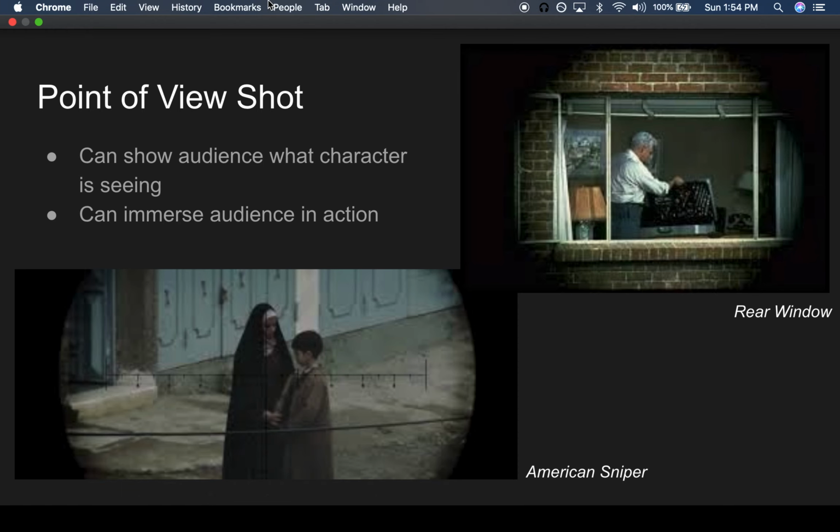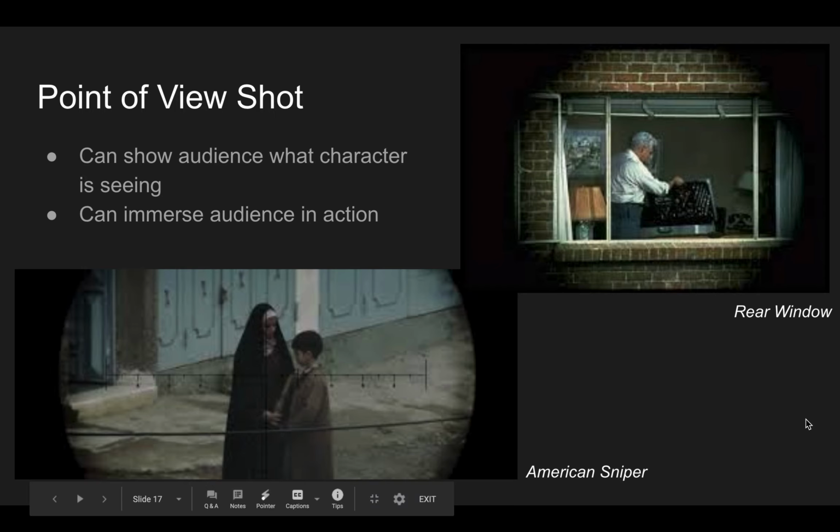Okay, next term would be the point of view shot. This isn't necessarily a camera angle. I just didn't know what other category it would fall under, but the point of view shot is where the camera takes the place of a character's view, a character's point of view. And so we are seeing what a character in the film sees.